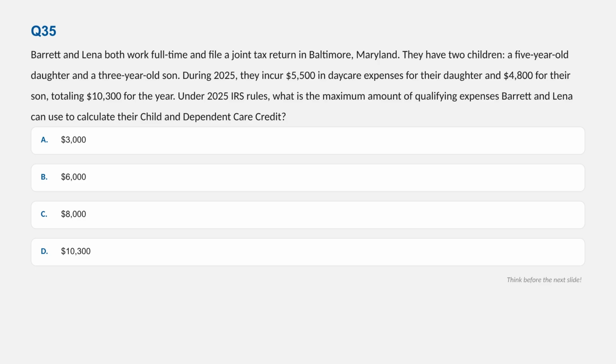Under 2025 IRS rules, what is the maximum amount of qualifying expenses Barrett and Lena can use to calculate their child and dependent care credit? A. $3,000, B. $6,000, C. $8,000, D. $10,300.